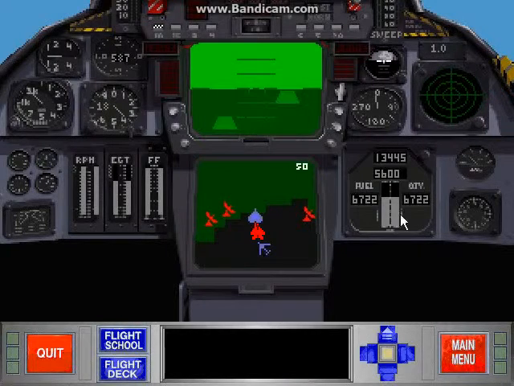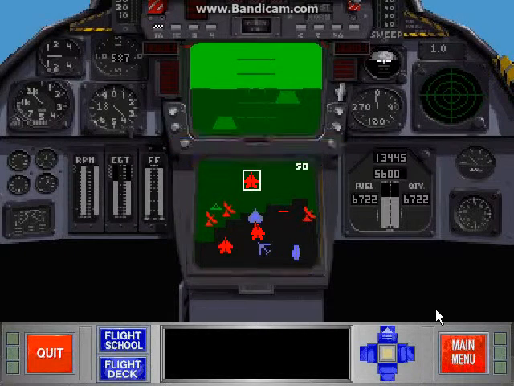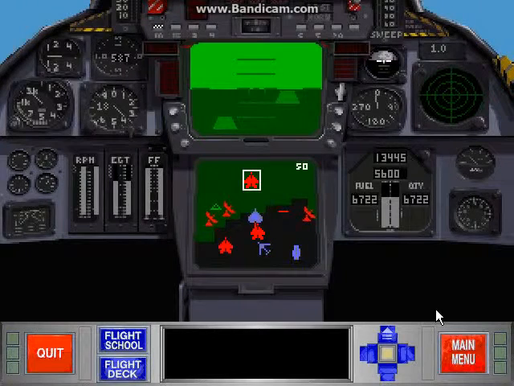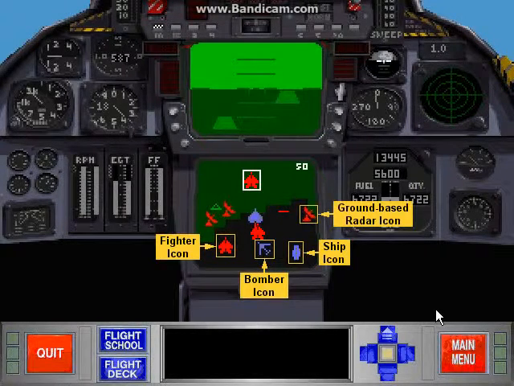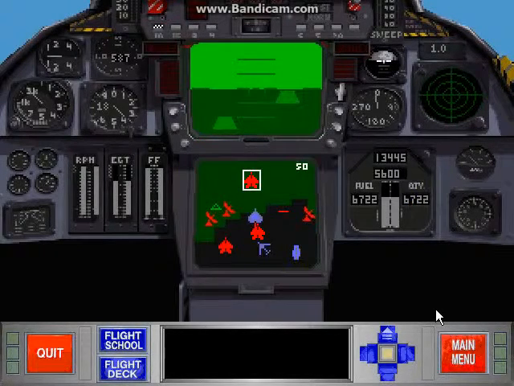Target information display selected. The Tactical Information Display, or TID, shows you what is going on around your aircraft. Enemy and neutral objects appear as red icons, while friendly craft are blue. The TID displays icons representing fighters, bombers, ships, ground-based radars, missiles, and waypoints. A white square around an aircraft means that you have locked on to that target.